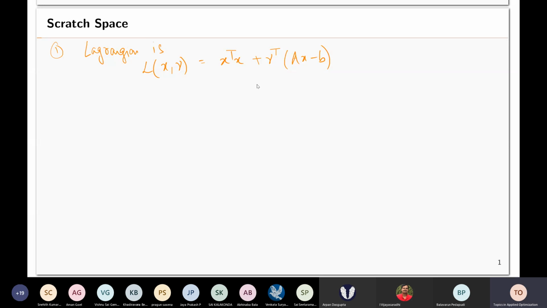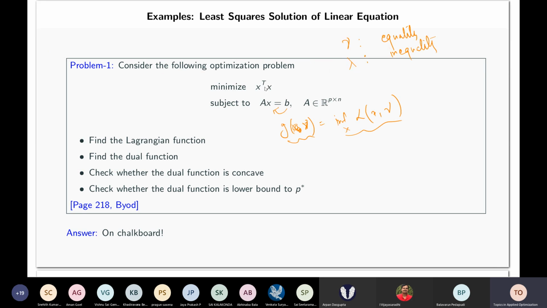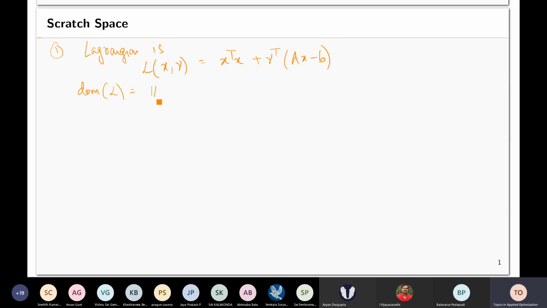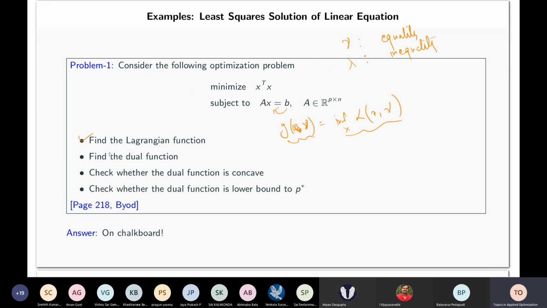Okay, and the domain will be the usual. It will inherit the domain that we have described. So apparently this is defined over R^n and then R^p. So the domain will be R^n times R^p. Okay, and so this is the Lagrangian. The first question is solved because this is done.